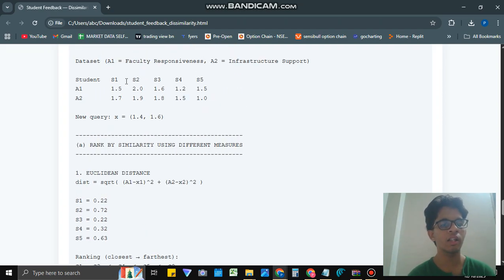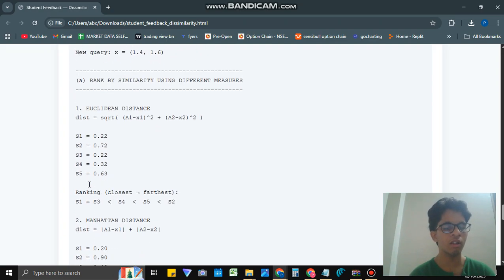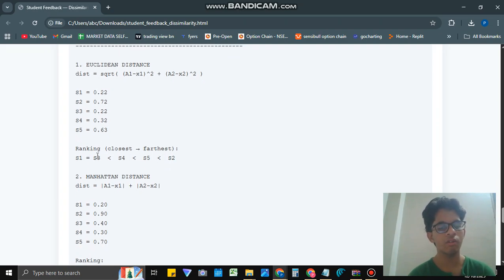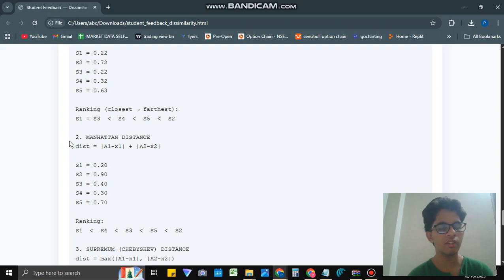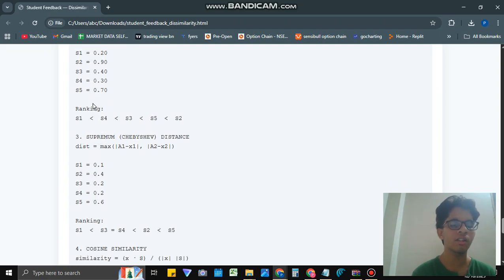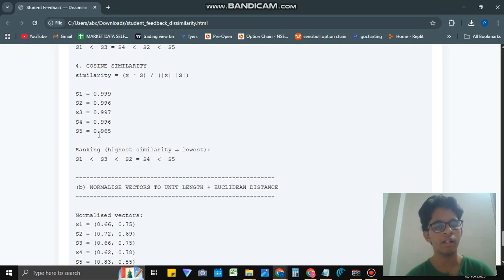So we will get 5 different Euclidean distances from this particular point, and then we will rank from closest to farthest. S3 will be the closest point that we have got. S3 and S1 are both at the same Euclidean distance, 0.22. Similarly, we will calculate the Manhattan distance and rank them, same for the supremum and cosine similarity.